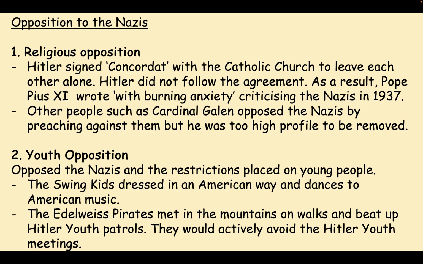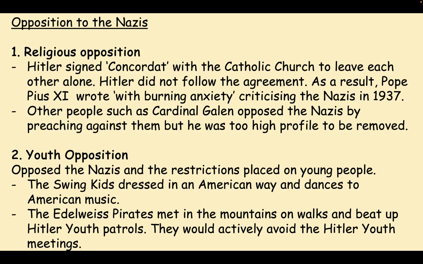So Pope Pius is an example of a religious opponent, obviously far too high profile and far too important for the Nazis to do anything about. Other people such as Cardinal Galen opposed the Nazis by preaching against them. Every Sunday, Cardinal Galen would preach against the Nazis. He preached against their beliefs, their views on race, and their views on disabilities. But like the Pope, Cardinal Galen was too high profile to remove. Everybody would know if Cardinal Galen had been taken away. So they couldn't really touch him. He was too high profile to be removed.